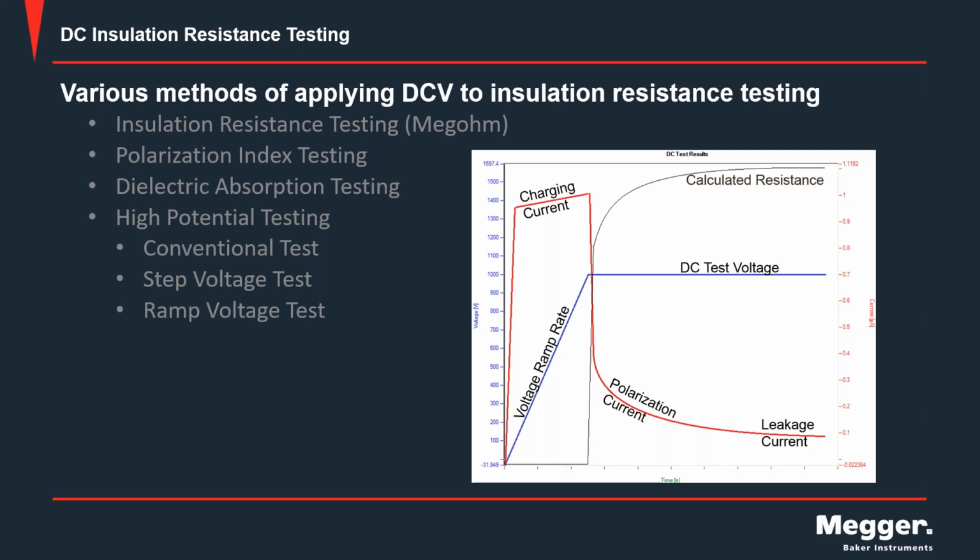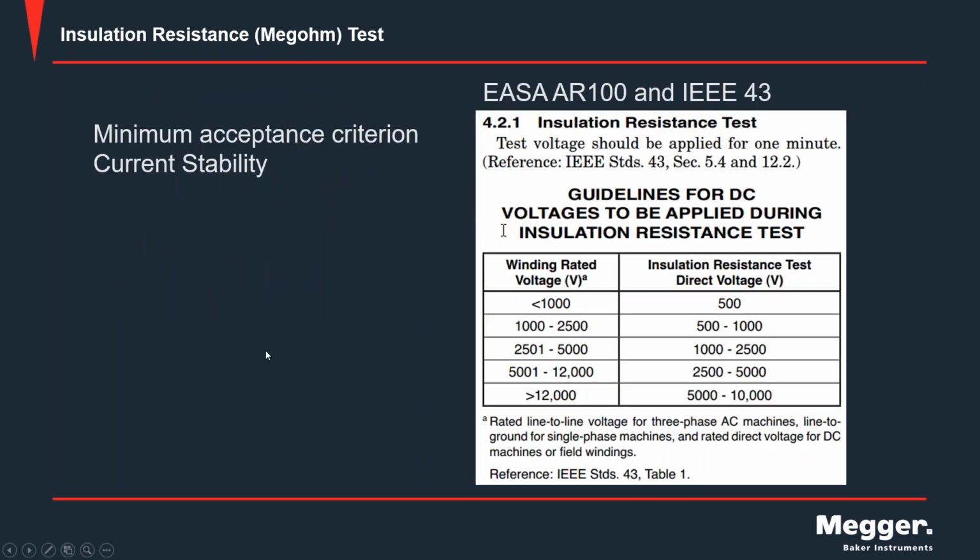So let's move through these tests and see what they're looking at. The MEGGER test is basically a minimum acceptance criteria. We're wanting current stability here. We hook all 3 leads up to the motor and energize all 3 phases to the same potential. So the only difference it sees is between ground and the potential of the winding. It can't see any differences between turns because they're all at the same potential.